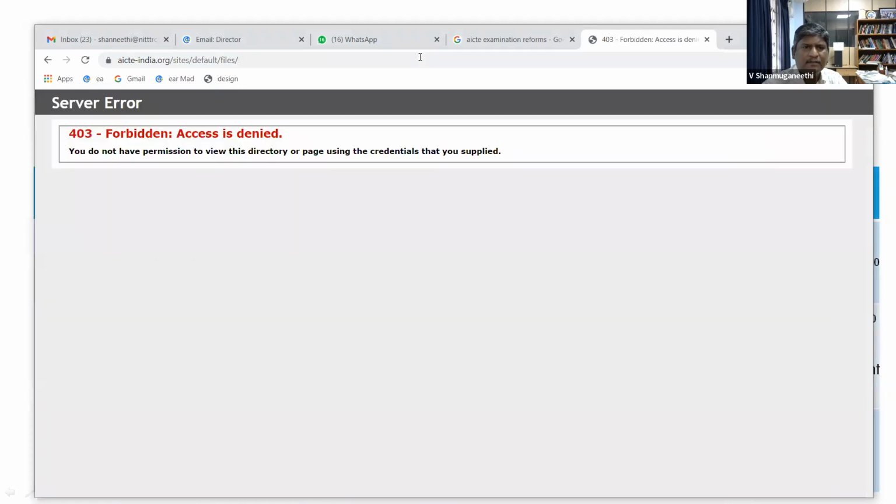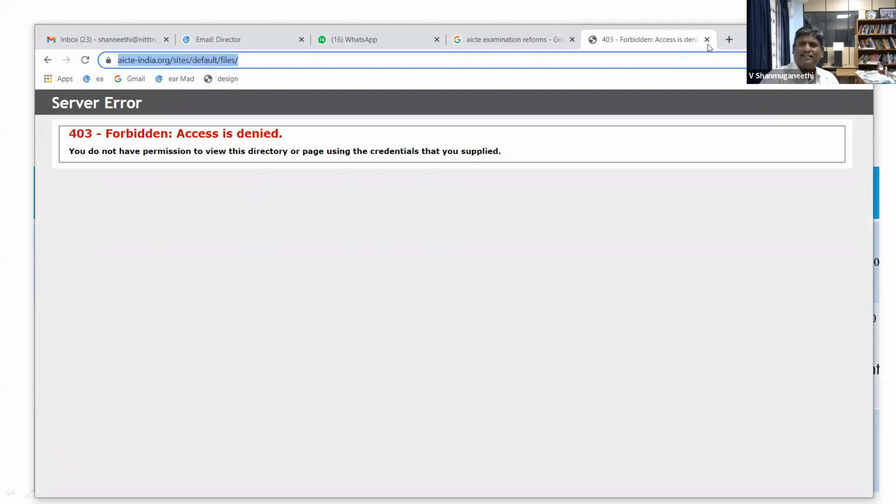For example, this is LDAP injection. If I wanted to see whether directory access is available or not, since you see there is no directory access available, I will not be able to see all the files. So that is what we can do.